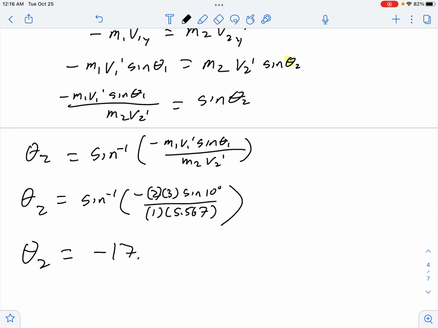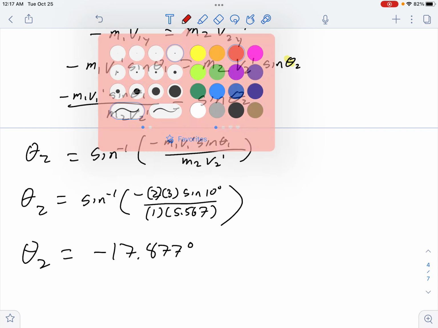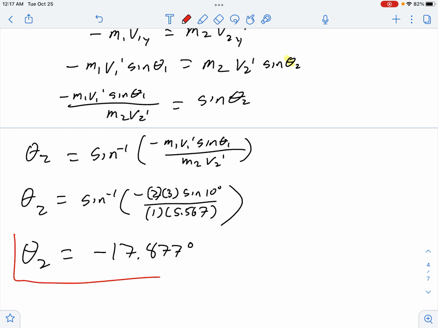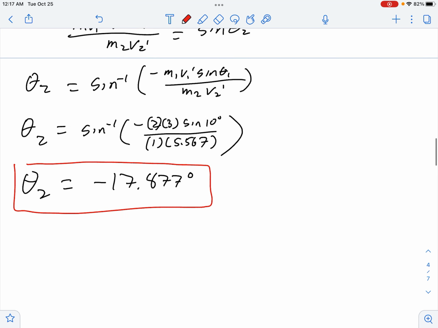So the inverse sine of that, which is a bit of a mess, but we can calculate it, and if we do, we get negative 17.877 degrees. The fact that the angle is negative is just indicating this would be below the positive x-axis. So ball 1 goes up and to the right at 10 degrees. Ball 2 goes down and to the right at 17 degrees.